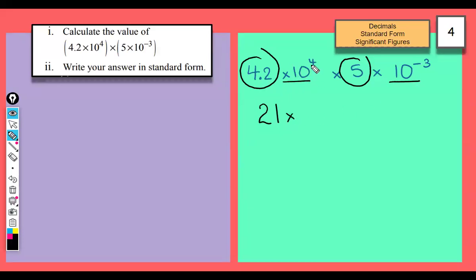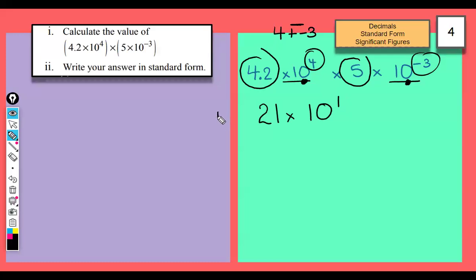When I multiply 10 to the power 4, multiplied by 10 to the power minus 3, and the base is the same, and you have a 10 here and a 10 here, what do you have to do with the powers? You have to add the powers, because when the bases are the same and it's a multiply, you're allowed to add the powers. How much is 4 plus minus 3? A plus and a minus is a minus, right? You're going to get 1.